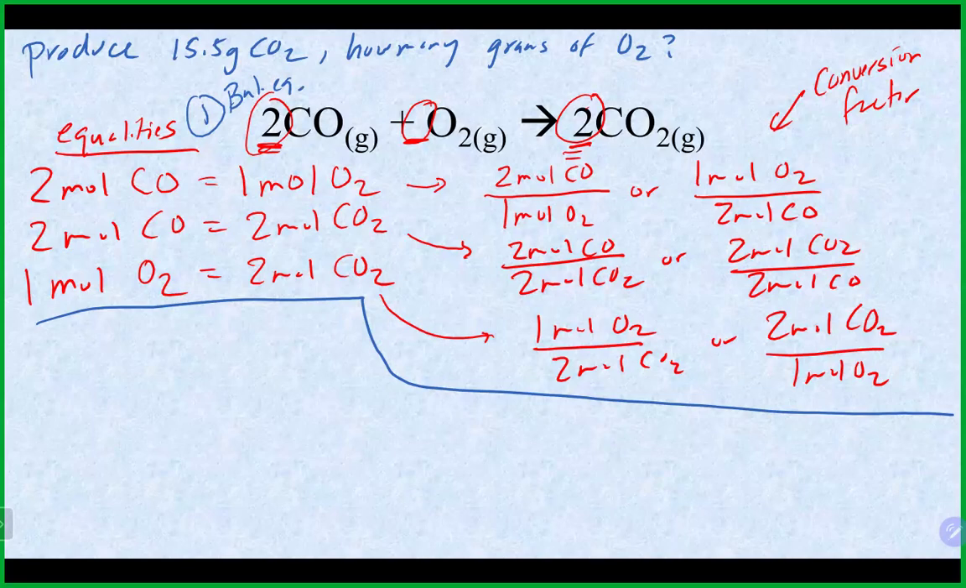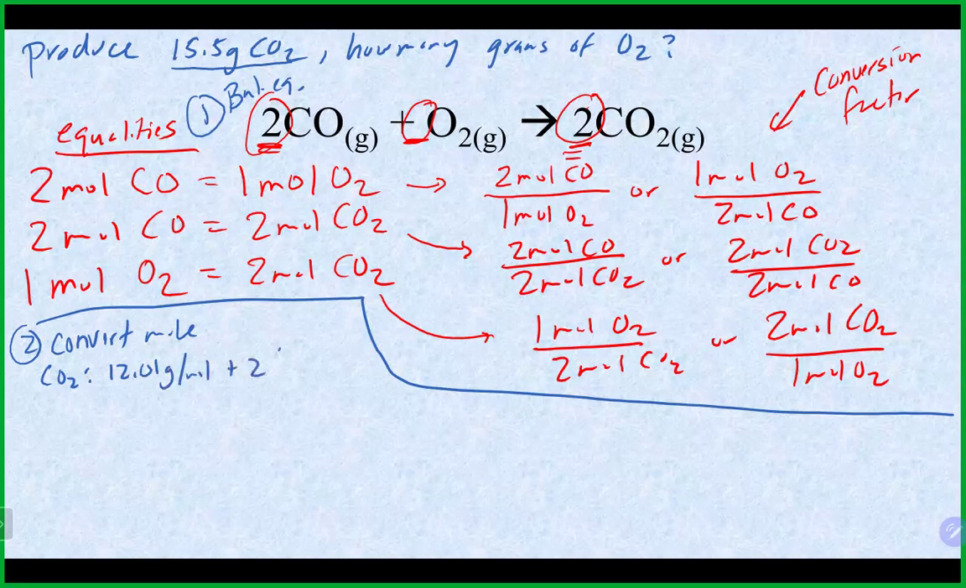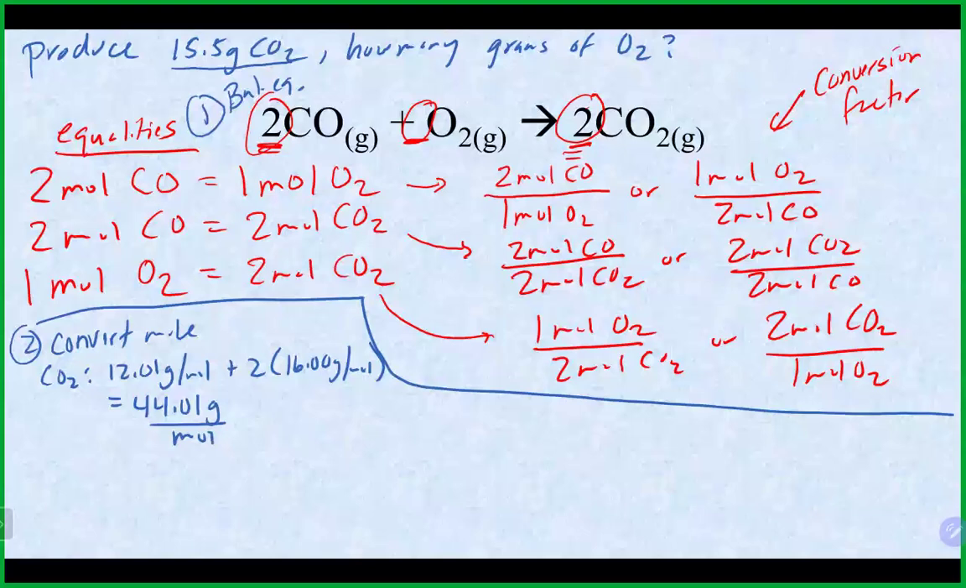Step number 2 is to take whatever they gave us and convert them into moles. And in this case, we do need to do that because we have 15.5 grams of CO2. Remember, in order to convert to moles, especially when we get it into grams, we need the molar mass. So we would have to go to the periodic table and add up the molar mass of CO2. So CO2 is 1 carbon at 12.01, and it is 2 oxygens at 16. That's going to give us 44.01 grams per mole as the molar mass of CO2. That is also really just a conversion factor, right, to convert us between grams to moles.